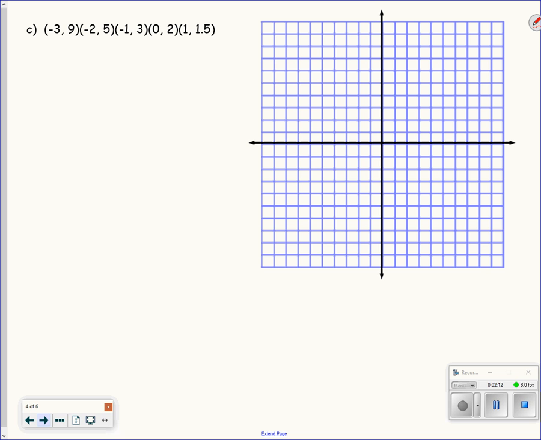Negative 3, positive 9, negative 2, positive 5, negative 1, positive 3, 0, 2, 1, and 1.5. So it looks like it goes downward. And so that makes this an exponential function.